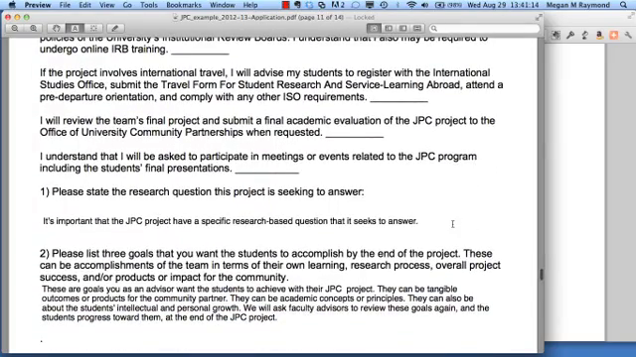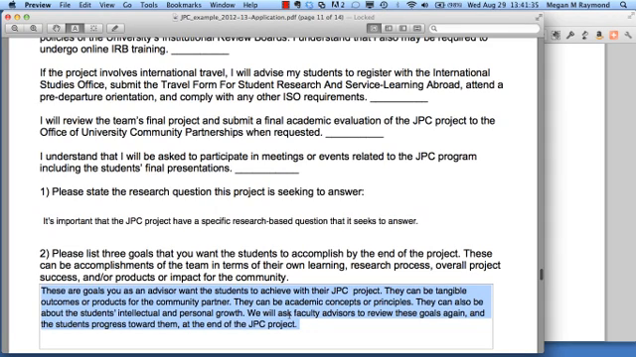There are a couple of things here that might be different for faculty advisors who've worked with JPC in the past. So we're asking the advisor to state the research question the project is seeking to answer. So obviously you want some alignment with what you've written in your proposal with what the faculty advisor is saying here. And then for the faculty advisors, there's also this separate section of listing 3 goals that advisor has for the students, for you all to accomplish by the end of the project. And that can be a wide range of things, anything from actual outcomes of the project to things that might develop among the students during the project.